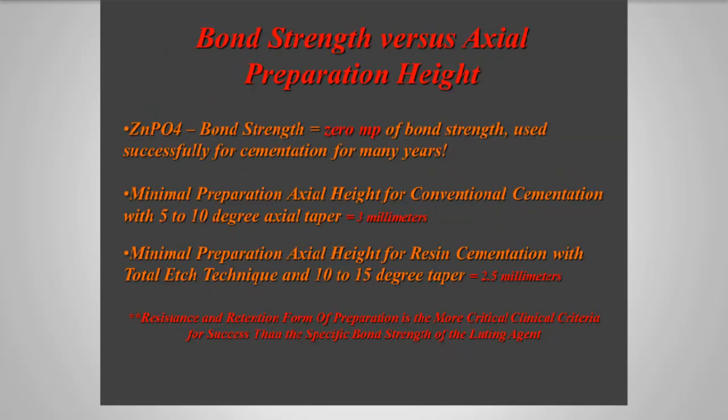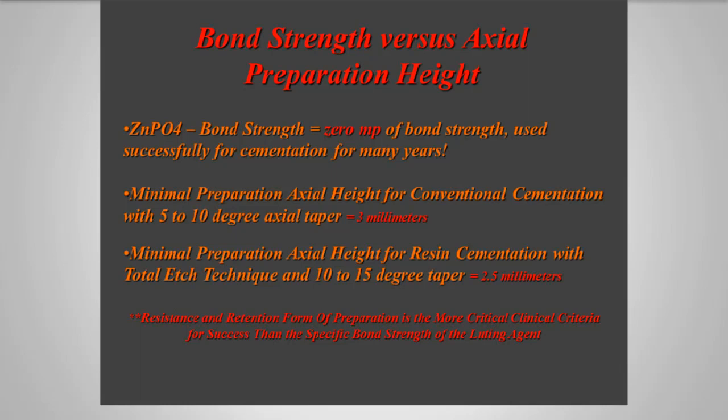When you look at bond strength, I think it's a critical thing to understand, because there's a lot of messages out in the manufacturing world about my bond strength is bigger than your bond strength type of thing. And really, to me, the most important thing is resistance and retention form. That's what holds a restoration on, not how many megapascals of bond strength. We remember zinc phosphate had 0 bond strength and has been used successfully for many years. Now, the main problem with zinc phosphate is that it was soluble in the oral fluids.